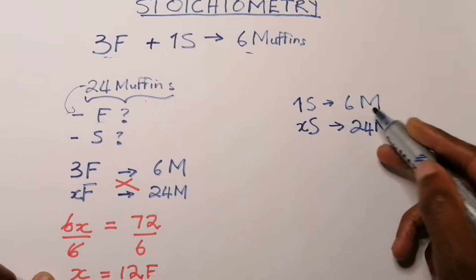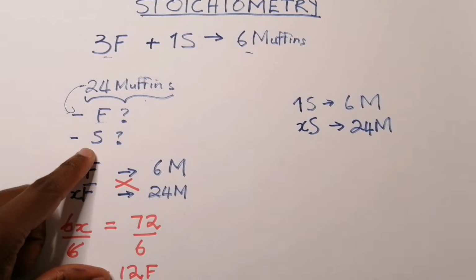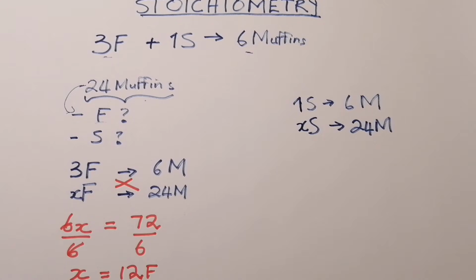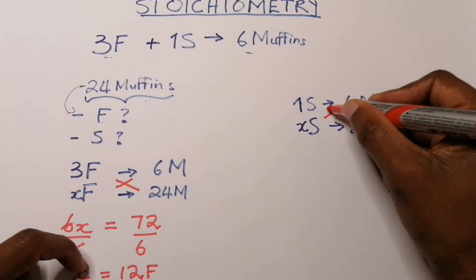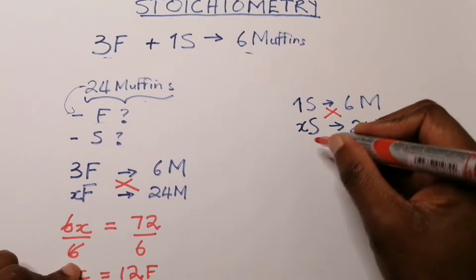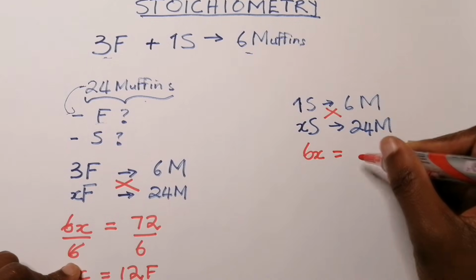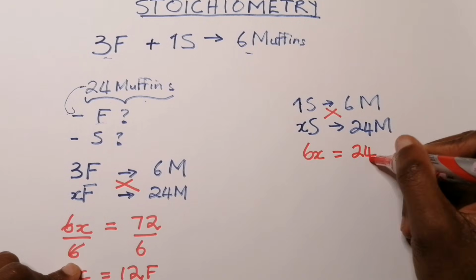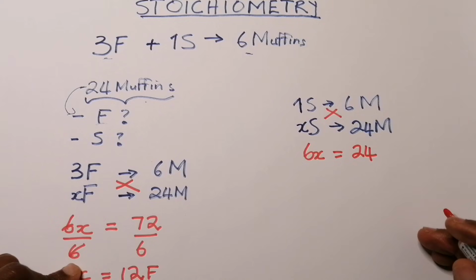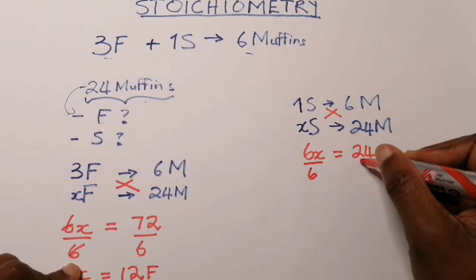Can you see? I started at my formula, and now I am right here where we have the information. Once again, what are we going to do? We're going to cross multiply. So what am I going to say? 6 multiplied by x, once again, is going to give me 6x. And 1 multiplied by 24 will give us 24. And so we divide both sides by 6.